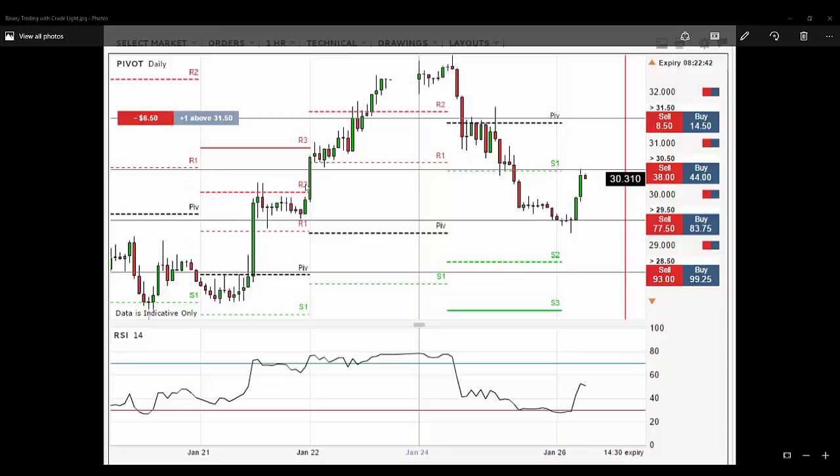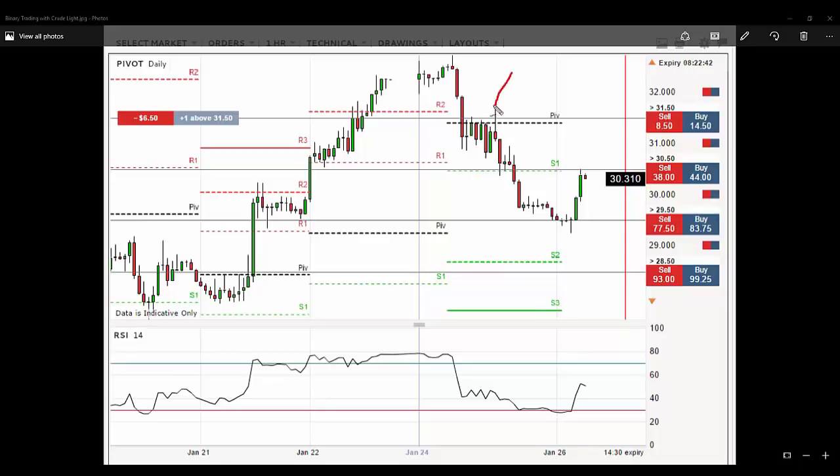This is resistance one, resistance two, resistance three. And each one of these are separated as dailies. So I just want to show you what I look at, because for me, it's not just the price bar formation. It's also where the price bar formation occurs.